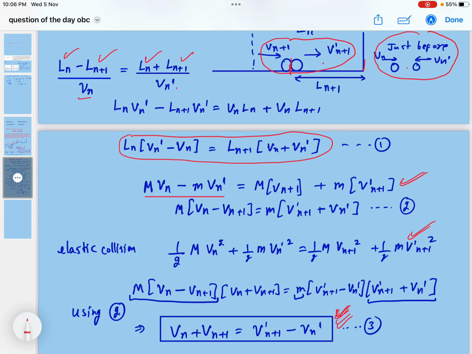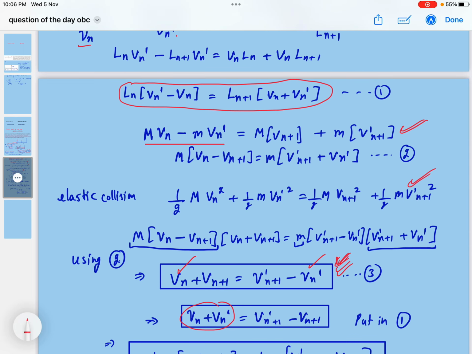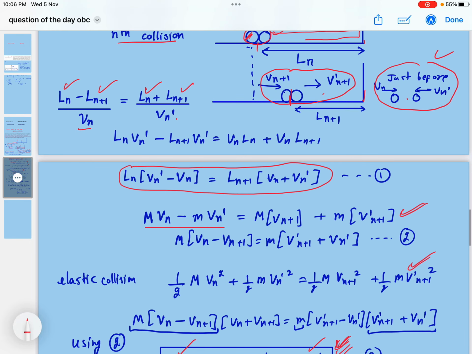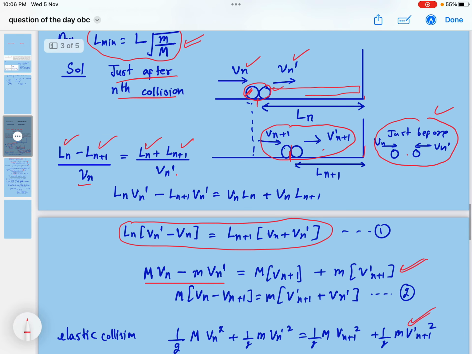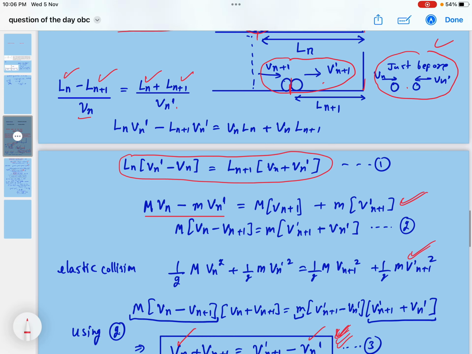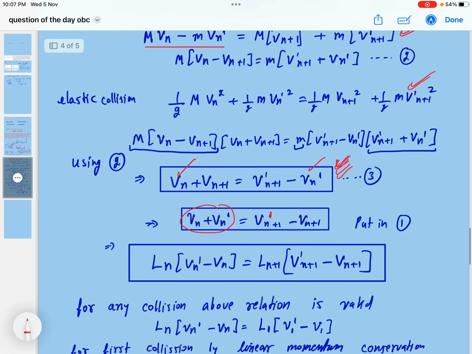Now here, this quantity Vn plus Vn dash, I am writing as Vn, n plus 1 after the nth collision, Vn dash minus Vn plus 1 dash. Dash I am writing for the front ball, the ball in front, and normal V I am writing for the heavier ball, right? Now if I substitute, I get an even more beautiful result. A very important result we are getting.